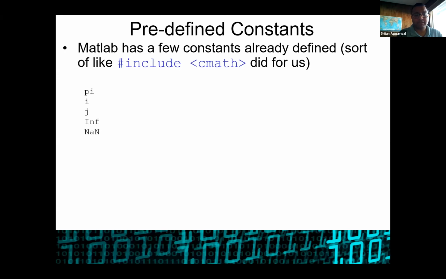So you might have studied that. We define complex numbers as i, and sometimes it's defined as j in electronics, especially because the electrical engineers define i as current, so they don't want to confuse it, so they use j. And so they're both defined as square root of -1. Inf is infinity, NaN is not a number. So those are all predefined things in Matlab.